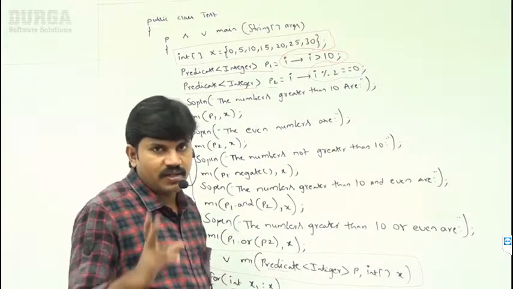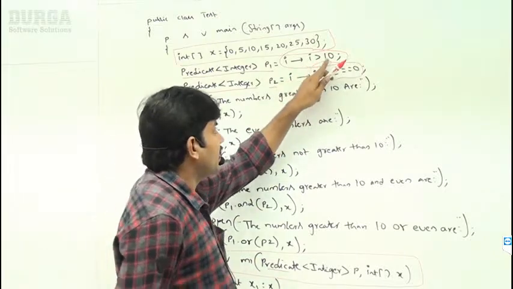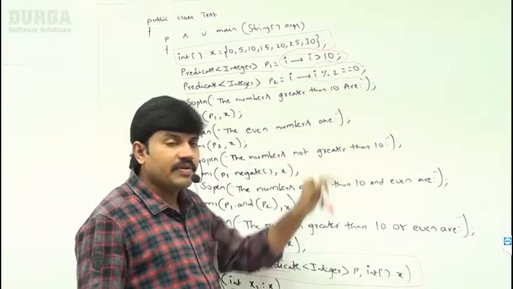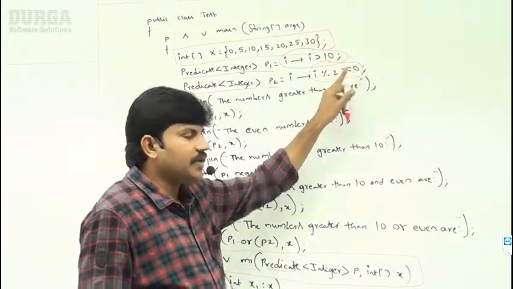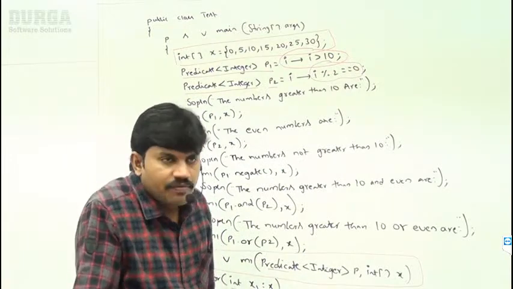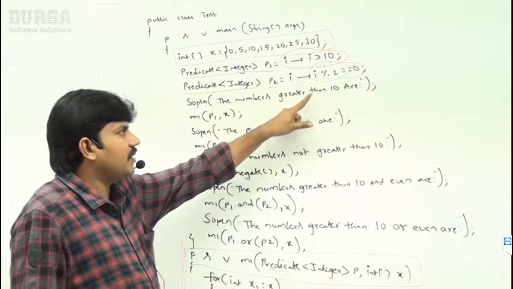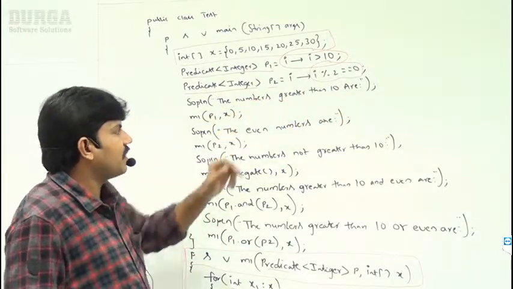How many predicates are available, sir? 2 predicates. The first predicate is going to check whether the given number is greater than 10 or not. The second predicate will check whether the given number is an even number or not. If it is divisible by 2 and the remainder is 0, it means what? Even number only. Sir, the numbers greater than 10, I want to check the numbers greater than 10.